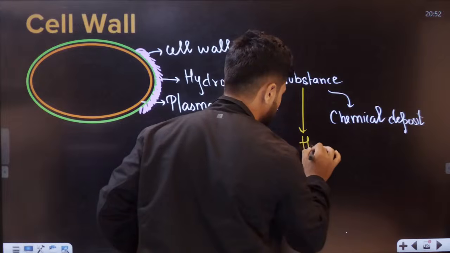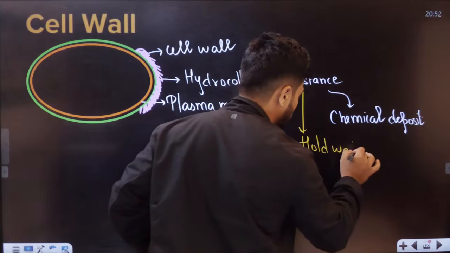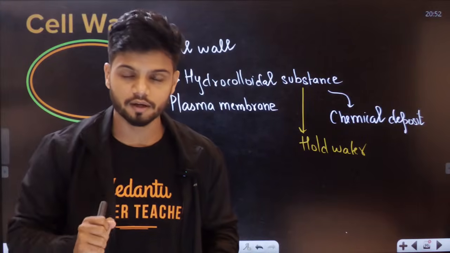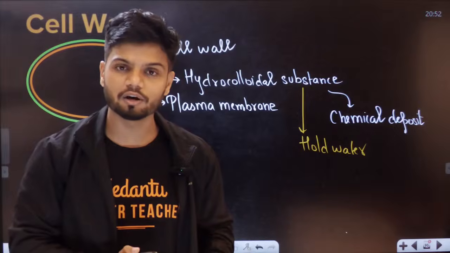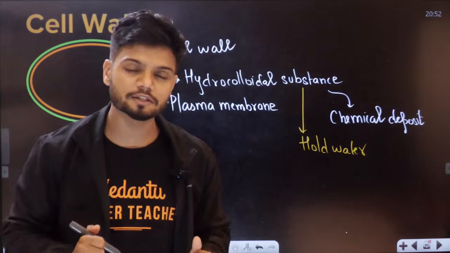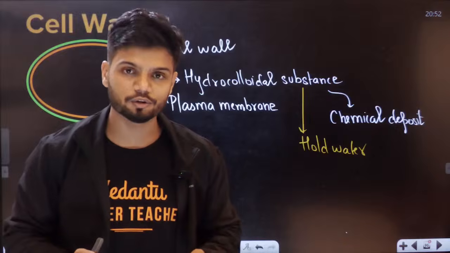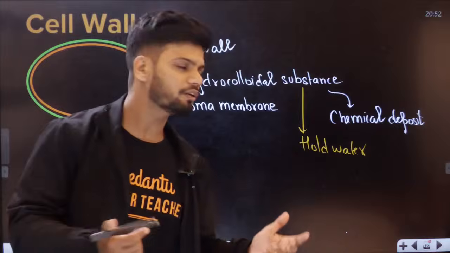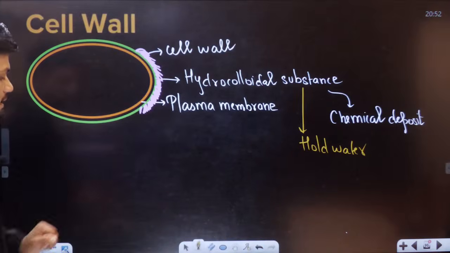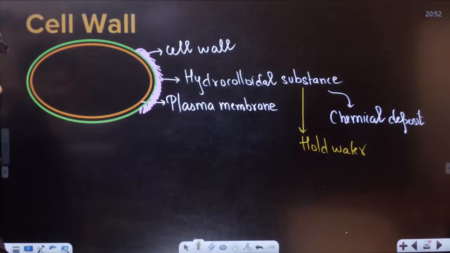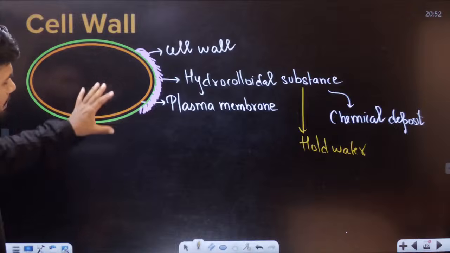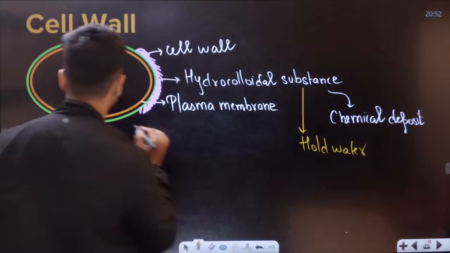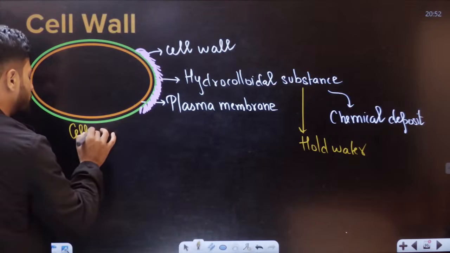If it is able to hold water, students, it is like a moisturizer on the algae, because water is present on the top. If water is present on top of it, it will not go dry. Yes or no? That is the main function of the hydrocolloidal substance, students. Now, apart from this, you need to understand what the cell wall is made up of here, because cell wall deposition is different.